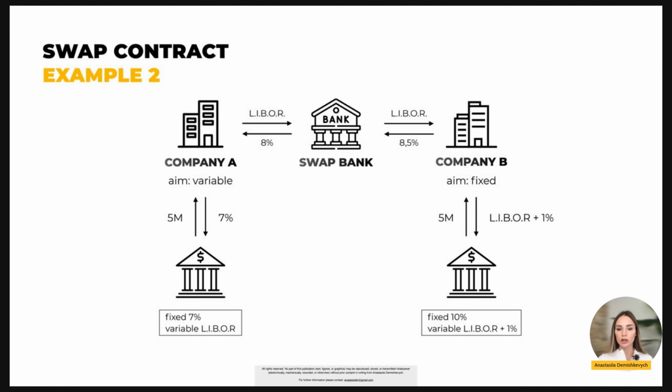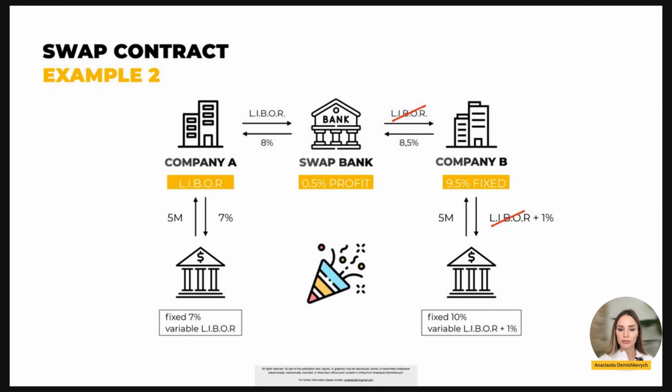This effectively lowers Company A's borrowing cost from LIBOR to LIBOR minus 1, making it cheaper than borrowing directly from Bank A. How does the swap bank profit? The swap bank earns 0.5% from this arrangement. It receives 8.5% fixed from Company B and pays 8% fixed to Company A, keeping the 0.5% difference. LIBOR flows in from Company A and flows out to Company B, making it neutral. Even if LIBOR fluctuates wildly, the swap bank continues to collect 0.5% on $5 million, generating steady revenue.